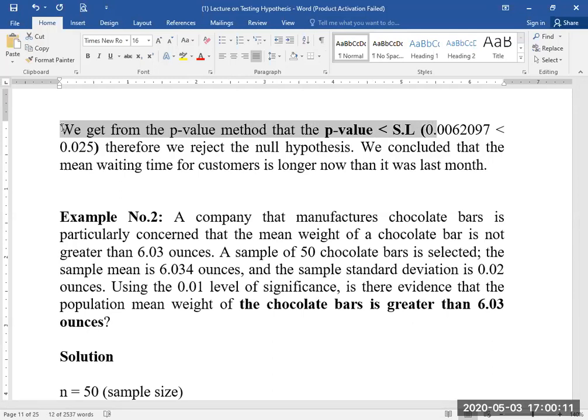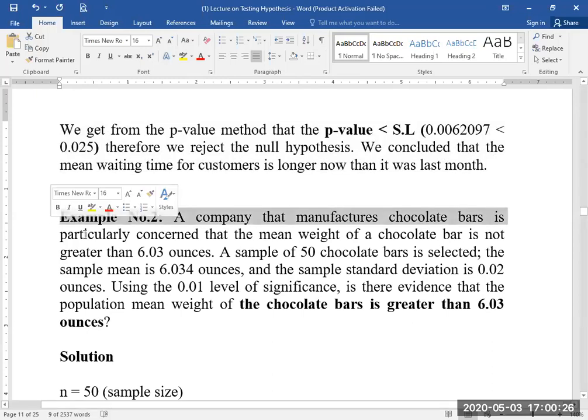This means 0.006297 is lesser than 0.025. Therefore, we reject the null hypothesis. We conclude that the mean waiting time for customers is longer now than it was last month. Now, student, going for the example number 2.